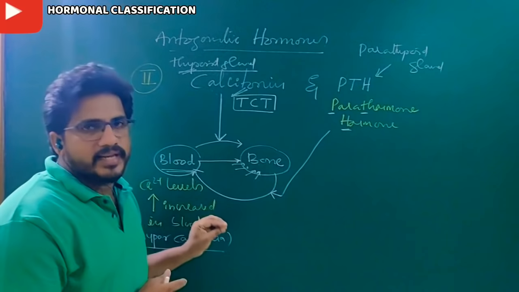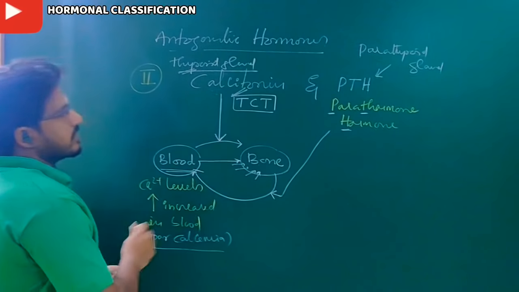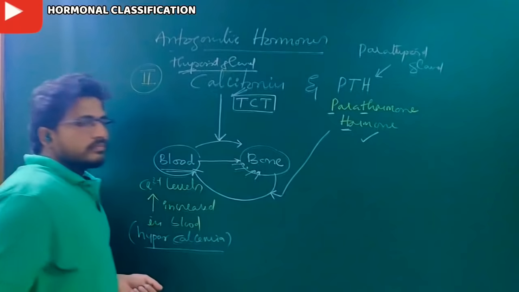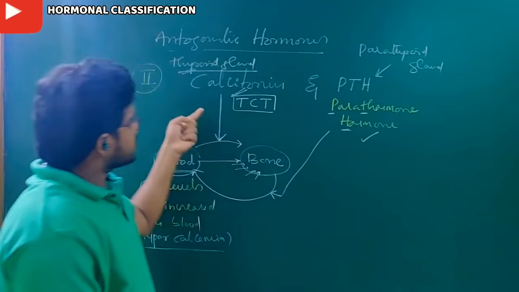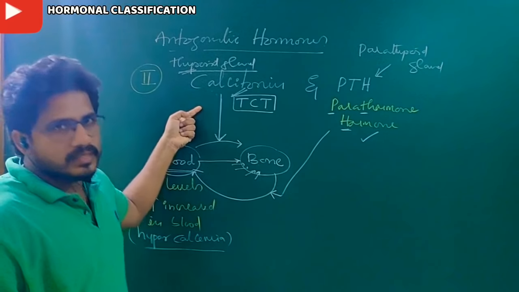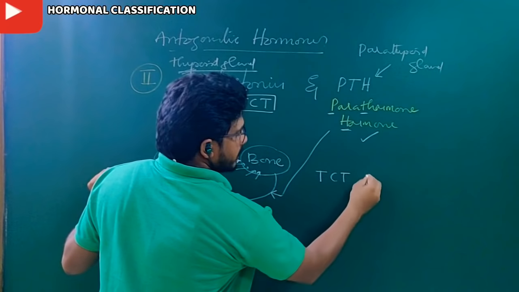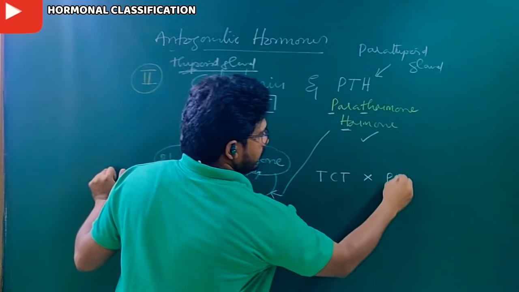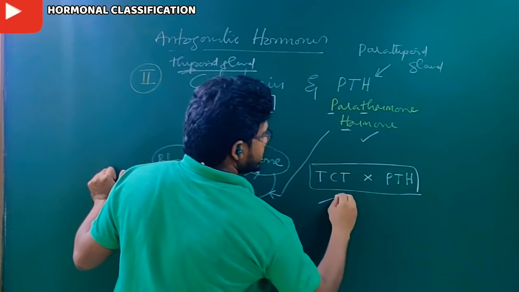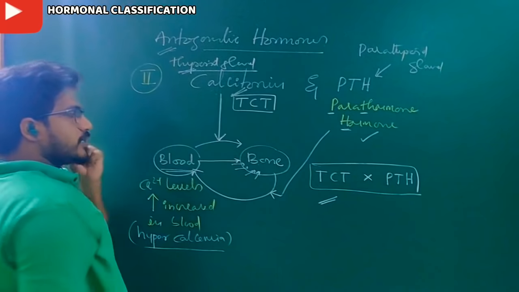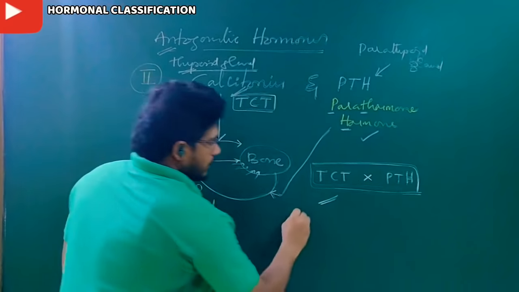So who is maintaining the calcium level in the blood? Parathyroid hormone. Who is maintaining the calcium level in the bone? Calcitonin. Understand? So thyrocalcitonin is opposite to parathyroid hormone. That's why this pair is an example of antagonistic hormones. Like that, another example is also there.